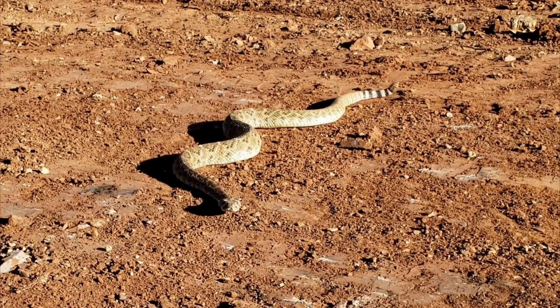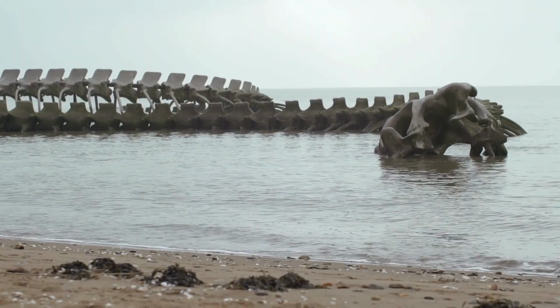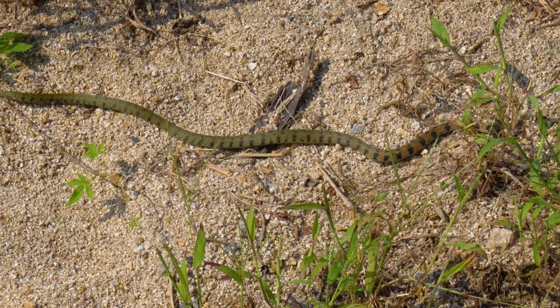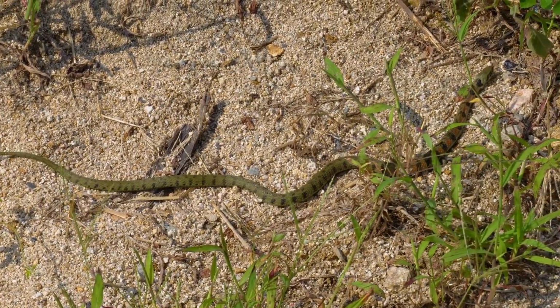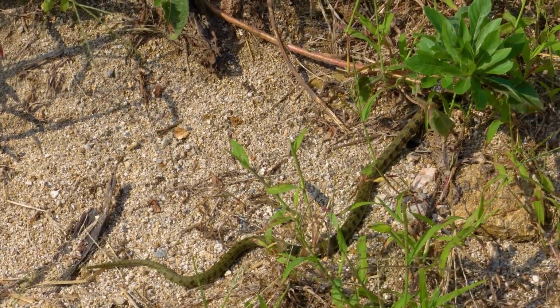The foundation of this ability is the snake's elongated skeleton. Depending on the species, a snake can possess well over 300 vertebrae, with ribs attached along most of the trunk. Instead of a few large body sections controlled by limbs, it has a long sequence of small, flexible segments. Overlapping muscles connect the vertebrae, ribs, and skin, allowing different regions to bend, stiffen, lift, or pull independently.